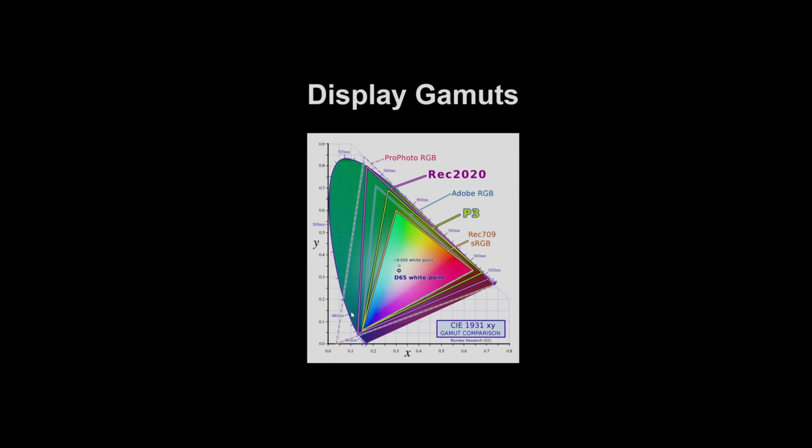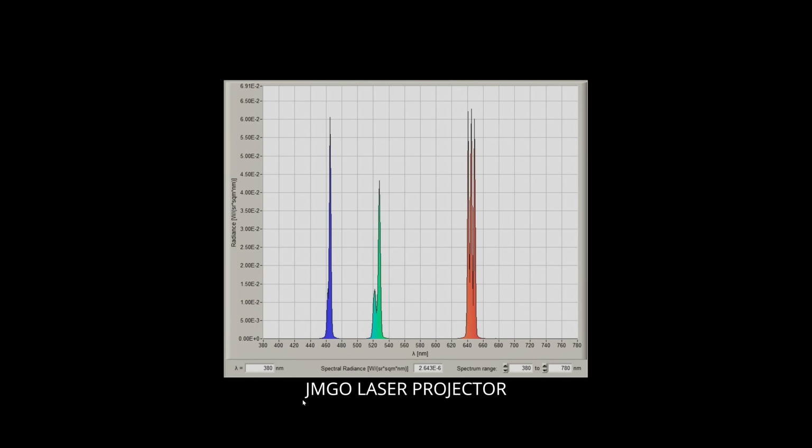So you can see on this horseshoe, somewhere in the 400s, that's where our blue would be. Somewhere in the 500s, where the nanometers would be the green primary, and over here in the 600s would be the red primary. This is a consumer level short throw laser projector from JMGO, and you can see the same thing. Just one spike at each of the primaries and no power anywhere else.